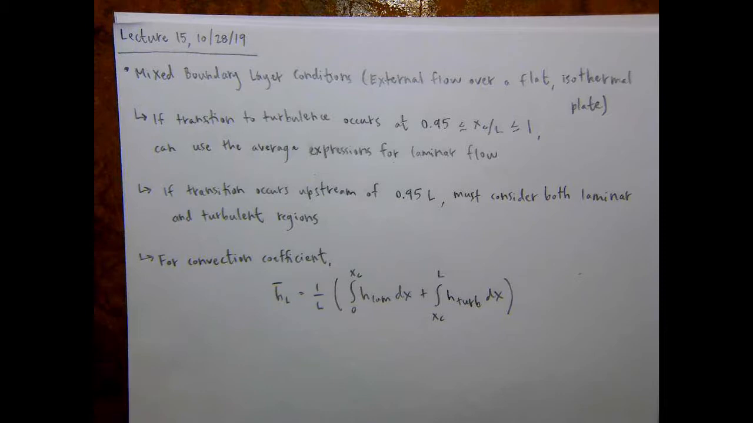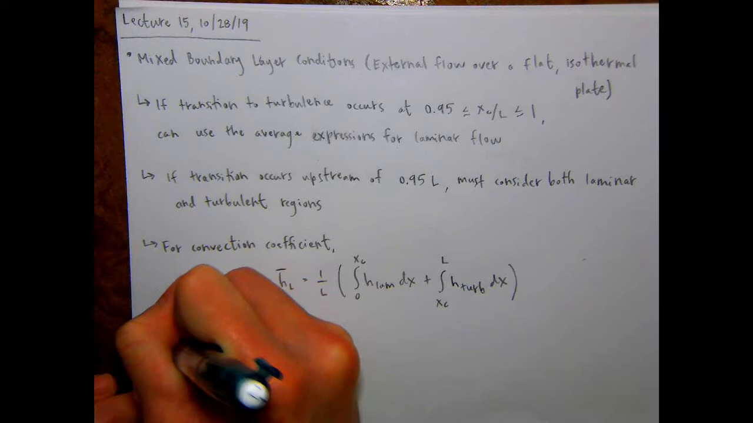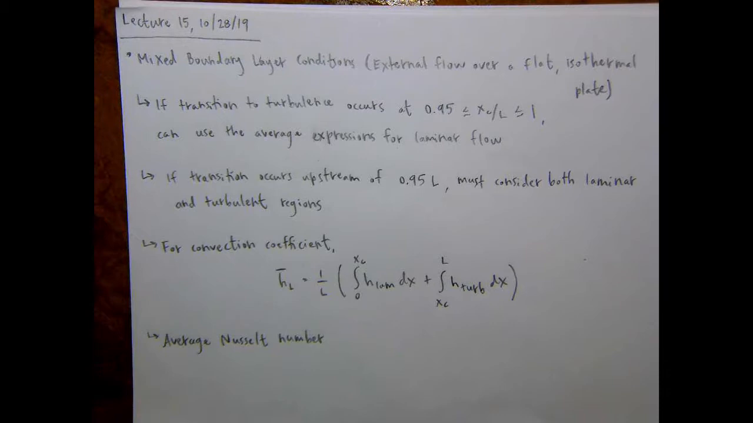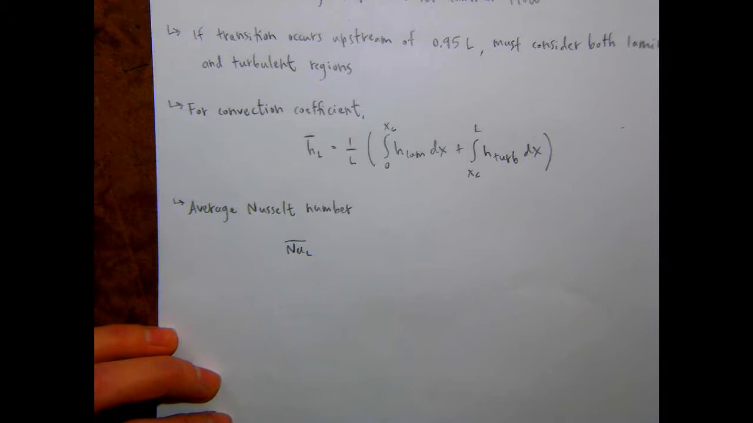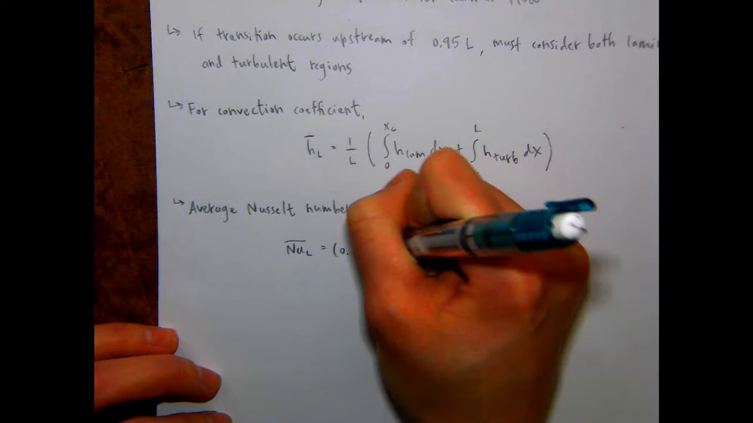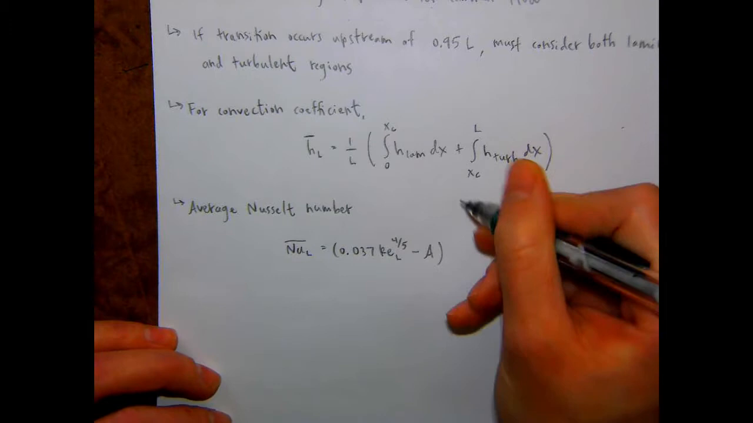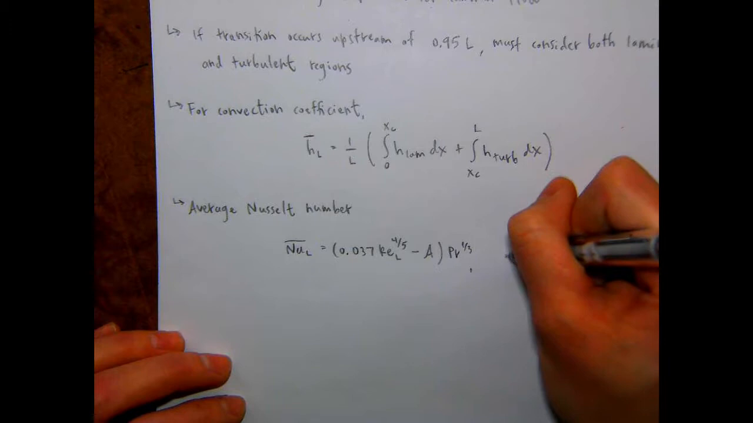So doing that for the friction coefficient and the Nusselt number, we now get expressions for the average Nusselt number. And that is going to be written with an overbar here as a reminder that it's an average. And that's 0.037 times the Reynolds number to the 4/5 minus A, which we'll talk about how A is defined, times the Prandtl number to the 1/3. And that is relevant for Prandtl numbers in this range of 0.6 to 60.